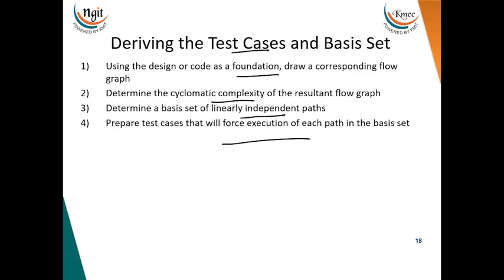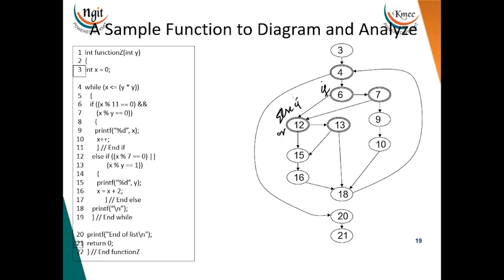Deriving the test cases: using the design or code as a foundation, draw the corresponding flow graph, determine the cyclomatic complexity, determine the basic linearly independent paths, and prepare the test cases based on that. Correct? Hopefully.